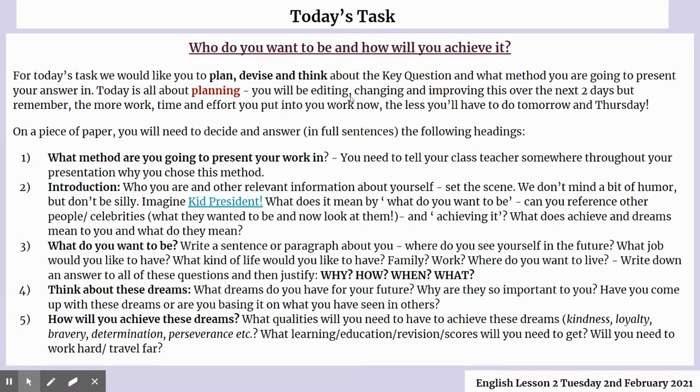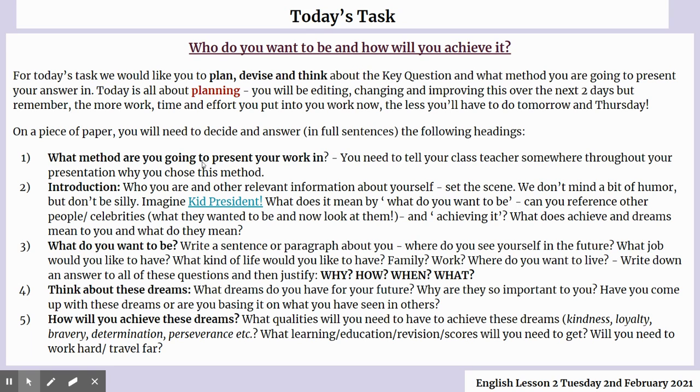So, as I said today, you are going to be planning, devising, and thinking about the key question and what method you are going to present your answer in. Today is all about planning. So, you're going to be editing and changing and improving this over tomorrow's lesson and then refining it on Thursday. But remember, the more work, time, and effort you put into your work now, the less you'll have to do tomorrow and Thursday.